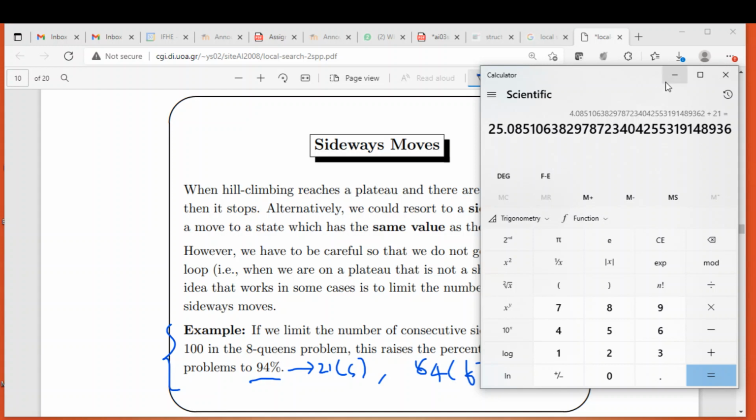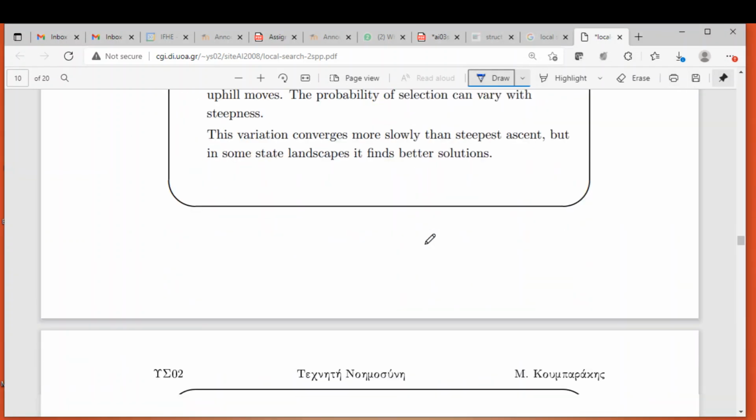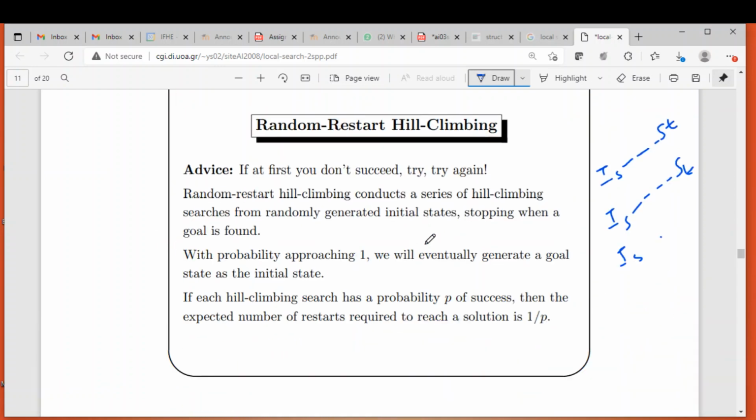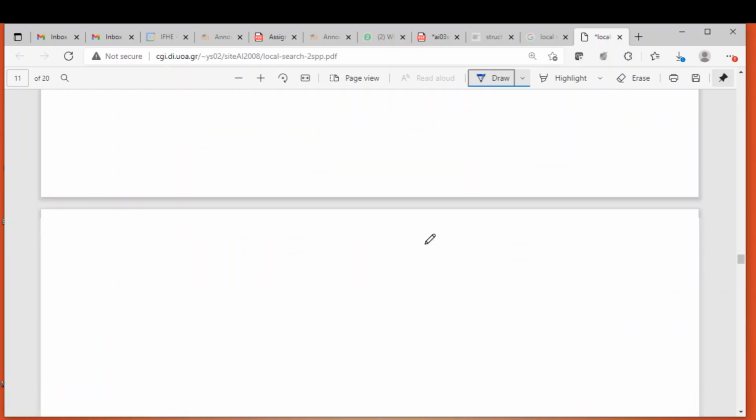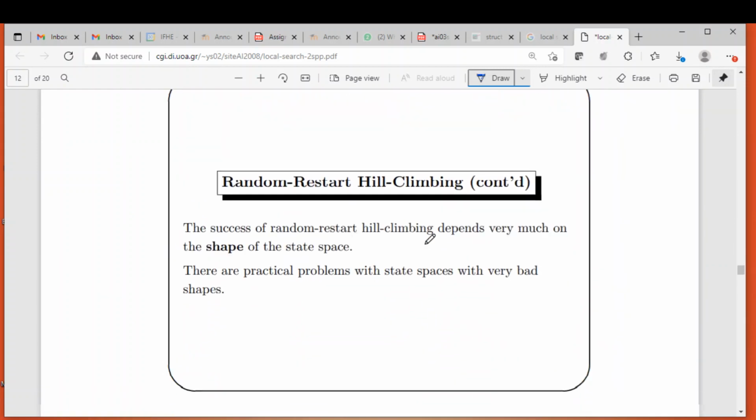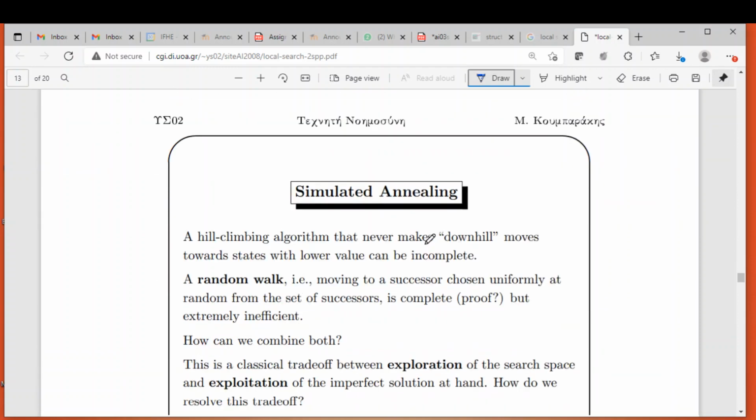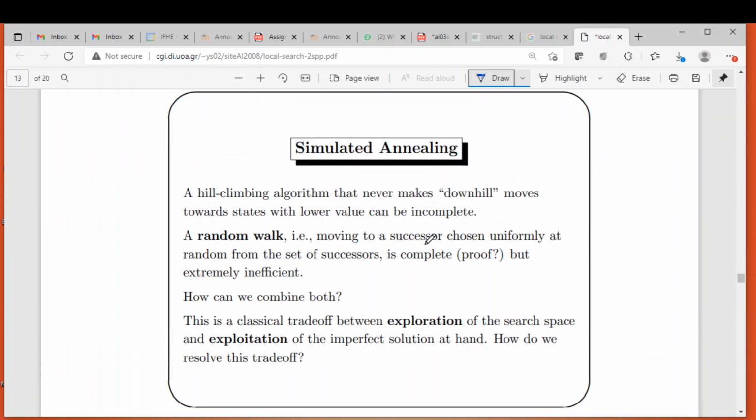So this is how we can calculate the expected number of steps in case of this particular algorithm, that is random restart hill climbing algorithm. Okay, fine. So that's it about our discussion on random restart hill climbing algorithm. Then let us go to the next topic, which is simulated annealing.